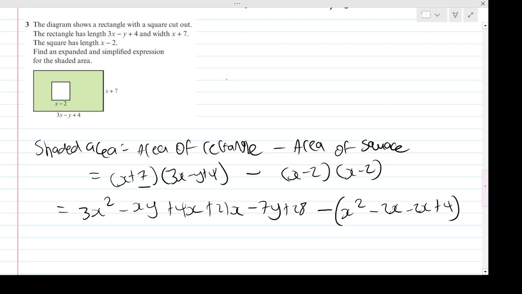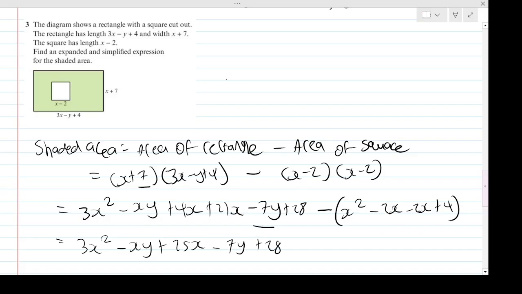Okay, and then let's see what we can simplify. So we have an x squared term here. Well, there's no x squared term in the other bracket, so I'm going to ignore this bracket at the moment. Let's just simplify everything in this first part, to make it easier for us. Well, in the first part, there's only a 3x squared. Then I have an xy term. There's no other xy term, so it's just minus xy. Then I have an x term, 4x, and then I have another x term, 21x, so that'll go to 25x. Then I have a minus 7y, and there's only one y term by itself, so minus 7y.